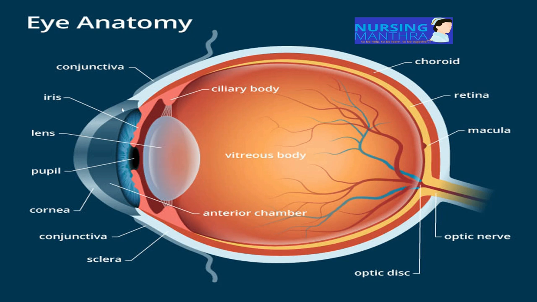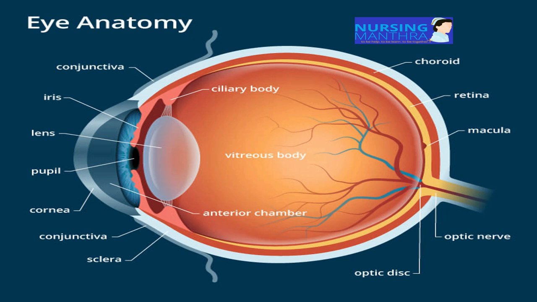Then we have iris. This is iris and this is pupil. So the colored part of the eye is iris. This is a ring-shaped tissue with a central opening called the pupil. The iris consists of a ring of muscles which contract, causing the pupil to constrict. A second set of muscle fibers radiate outward from the pupil, which when they contract cause the pupil to dilate. Constriction and dilation of the pupil control the amount of light that enters the eye.